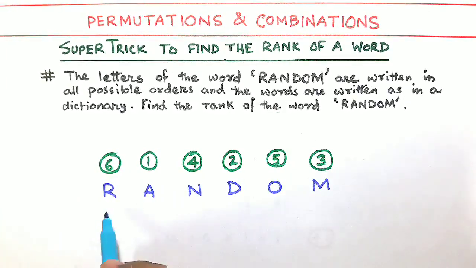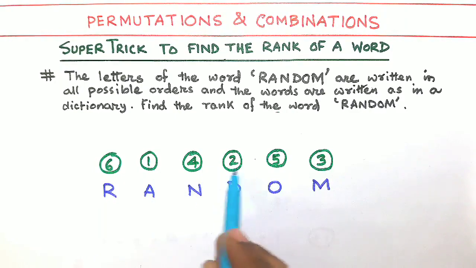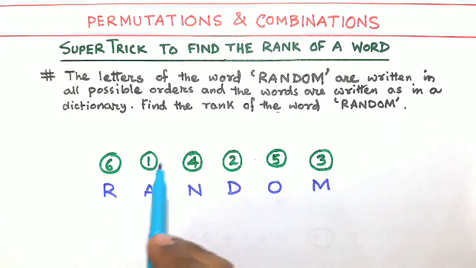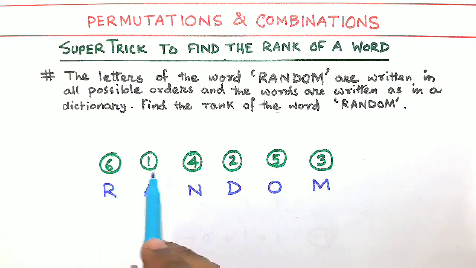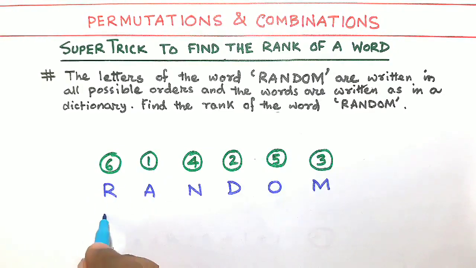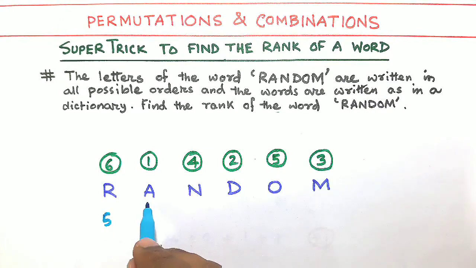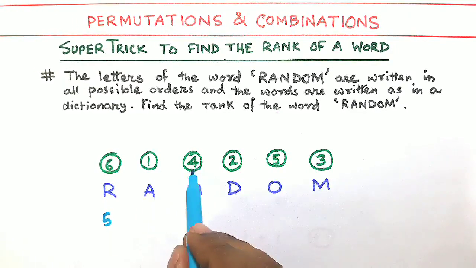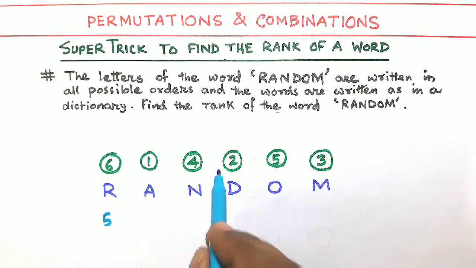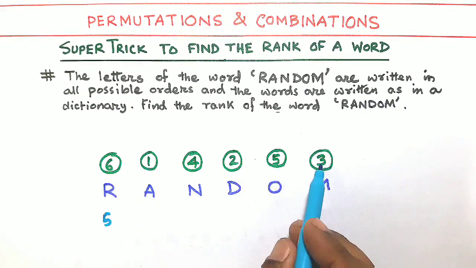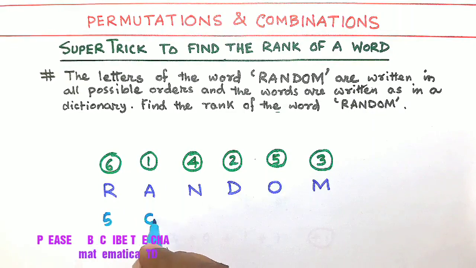Friends, for the letter R, you see how many letters are there on the right side of R whose rank is less than R. That means how many numbers are there which are less than 6. You see that all the numbers are less than 6 and there are 1, 2, 3, 4, 5. 5 numbers are less than 6. For this you have to write 5. Next, on the right side of A, you see how many letters are there whose ranks are less than A. That means how many numbers are there on the right side of 1 which are less than 1. No number is less than 1. For this you have to write 0.